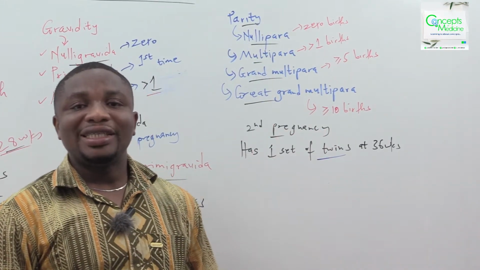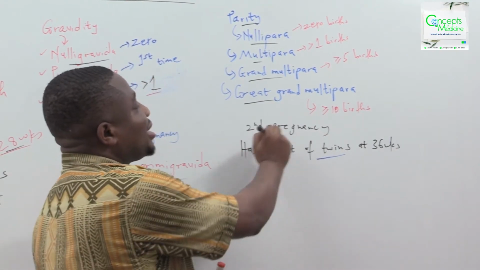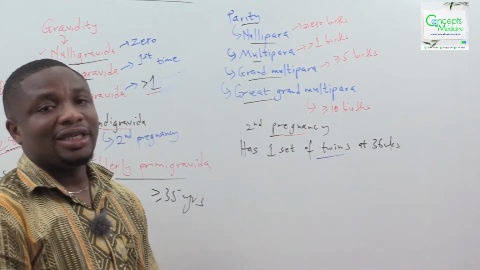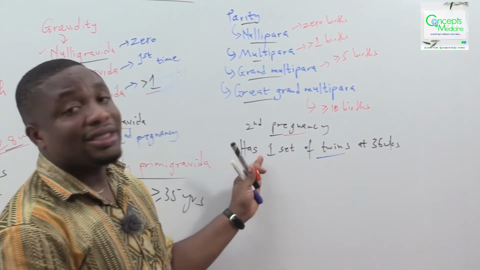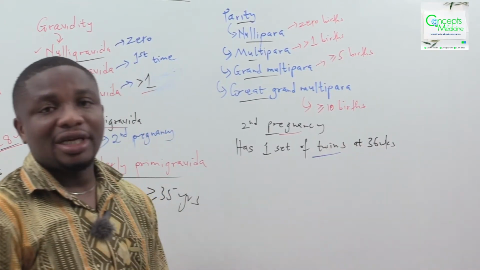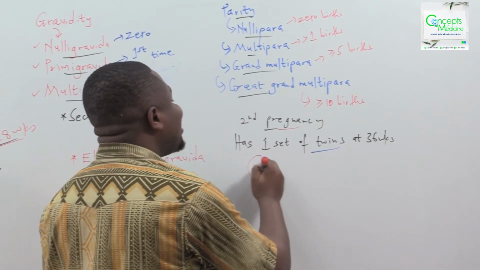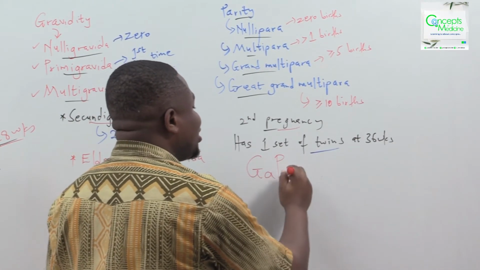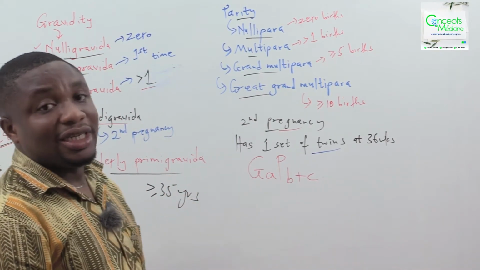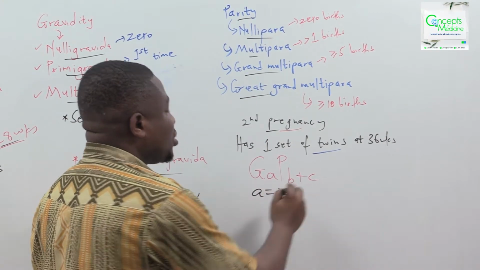Alright, let's have a look at this example to clarify the situation of twins. This woman is pregnant for the 2nd time, 2nd pregnancy, and has 1 set of twins delivered at 36 weeks of gestation. How then do we write our parity formula? We know our parity formula is given by G subscript A, P subscript B plus C. Our A is the number of pregnancies including the current one. How many are they? 2. So our A is 2.